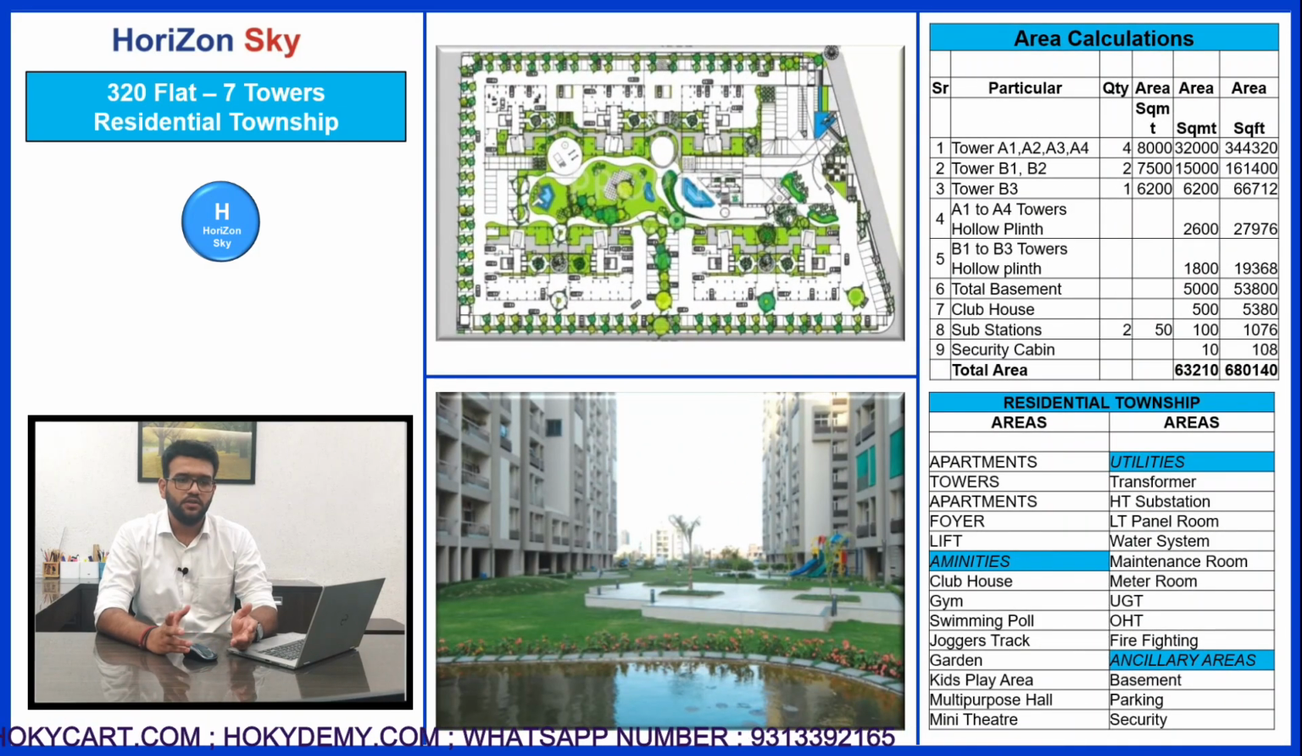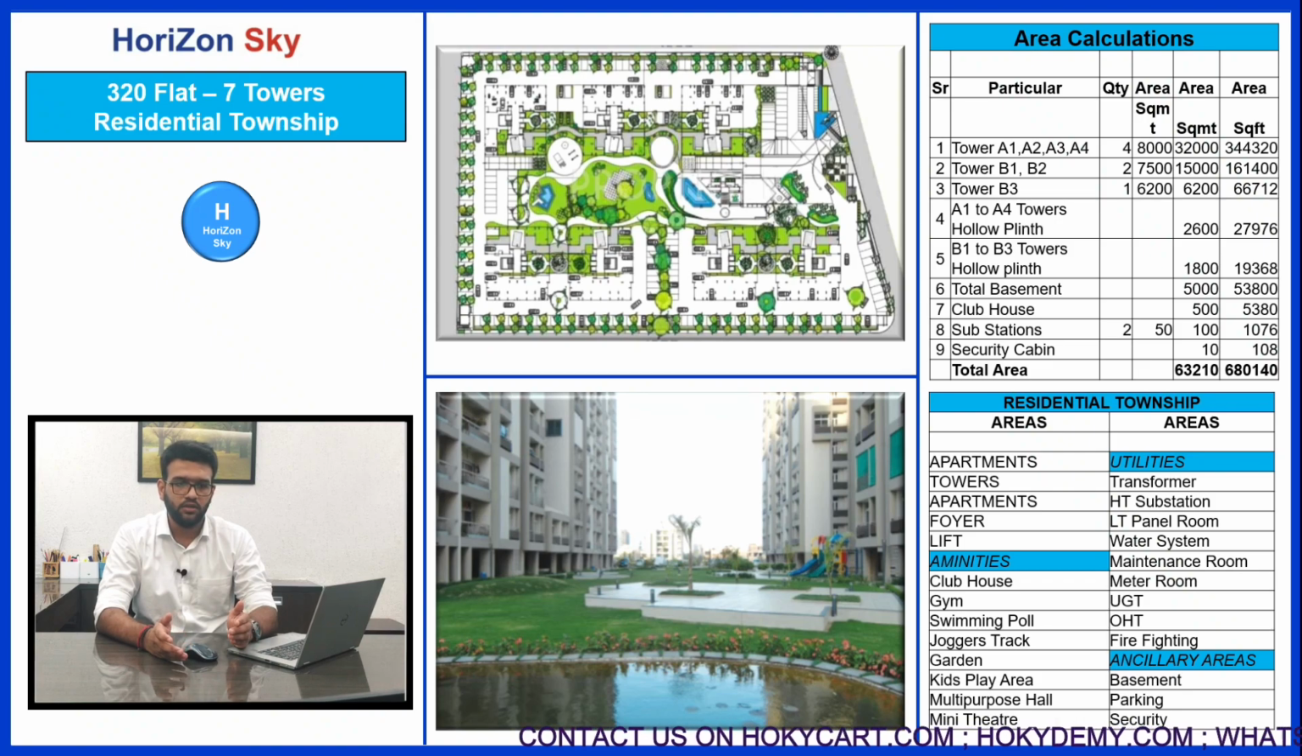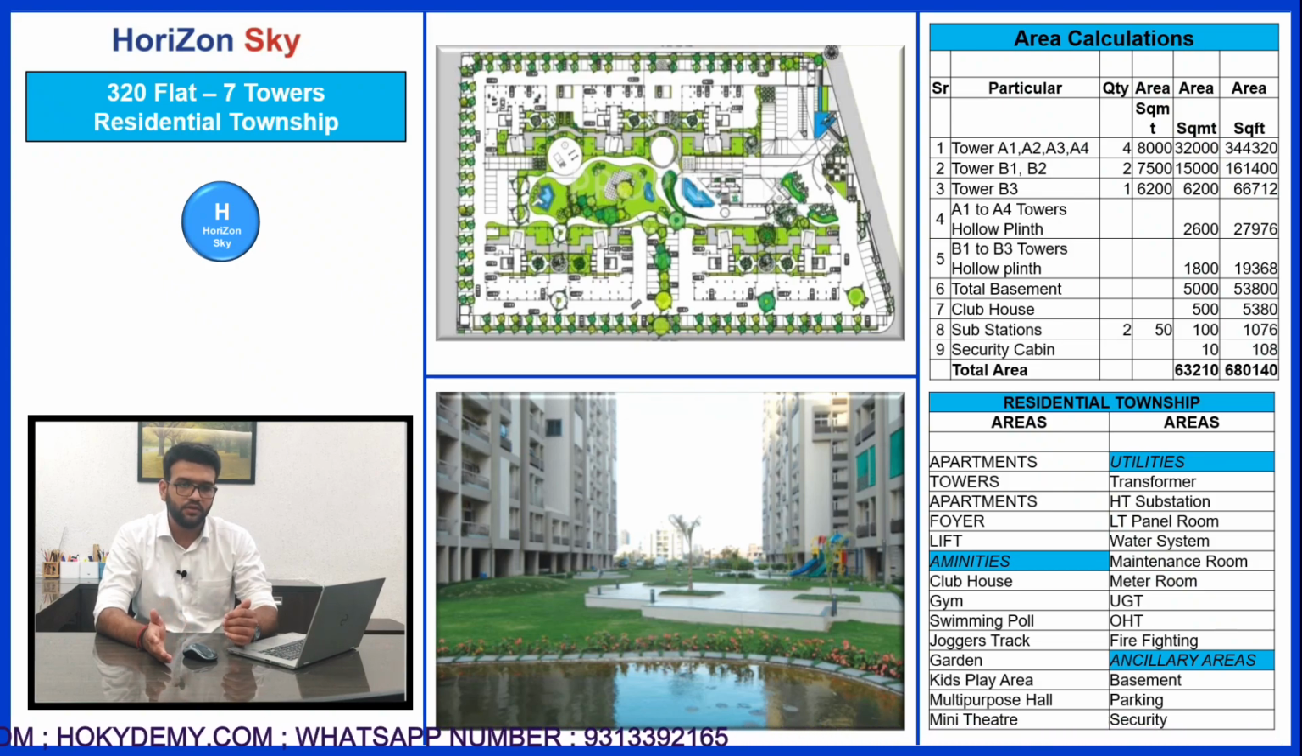Here we can see the 7 residential towers of 320 apartment units. It has majorly 3 areas. The first is the apartment towers with foyer. The second is various amenities such as clubhouse, gym, swimming pool, gardens, etc. And the third is the utility areas like HT substation, pump room, etc. You can also see the 6.8 lakh square feet area construction bifurcation in the table.